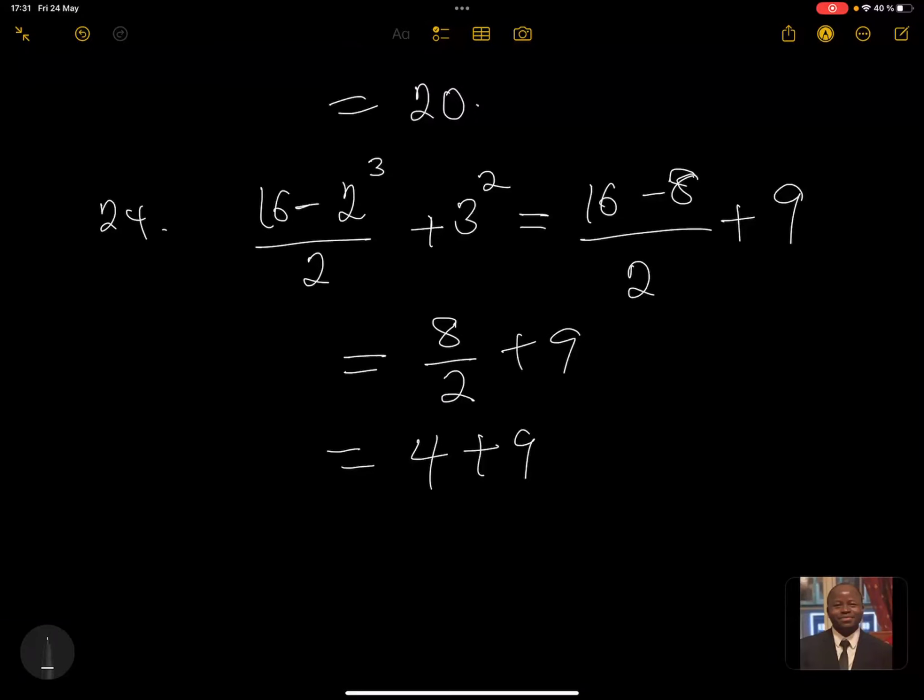All right? And this will give you what? Tell me. This will give you 13. So the answer is what? Is 13. Is that correct? Perfect.